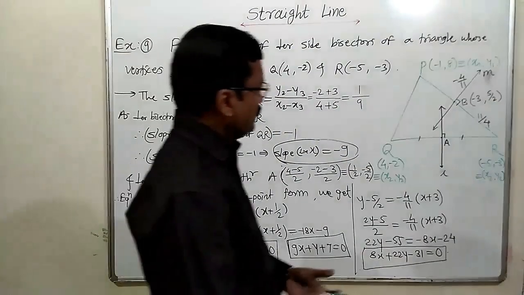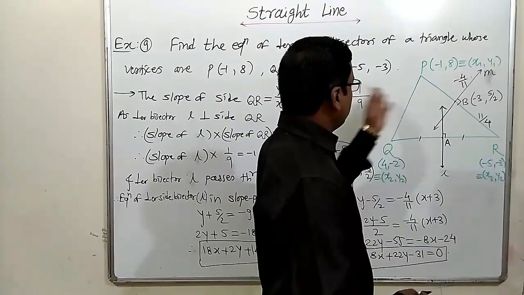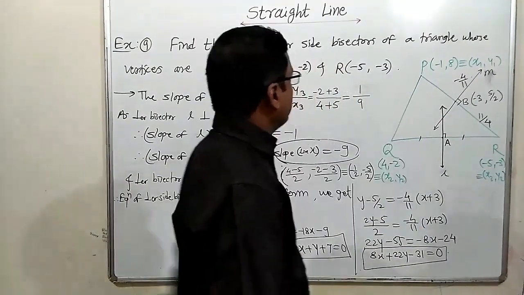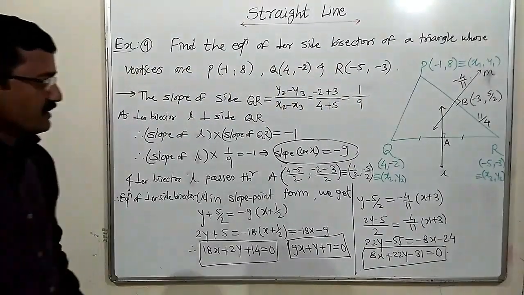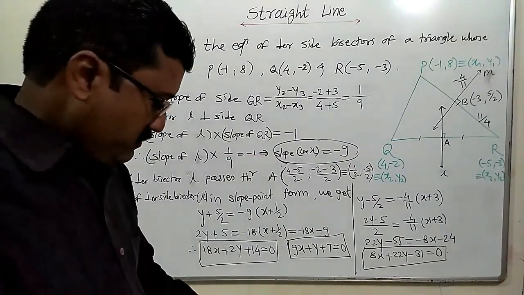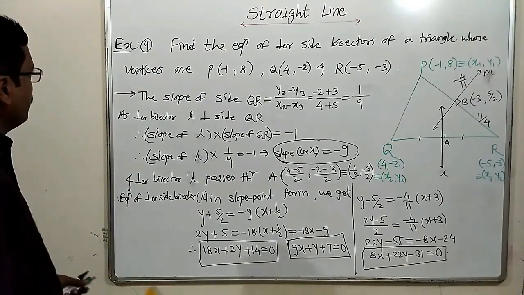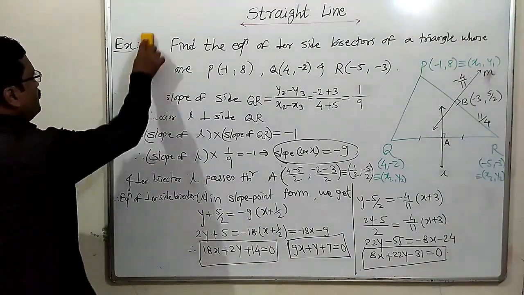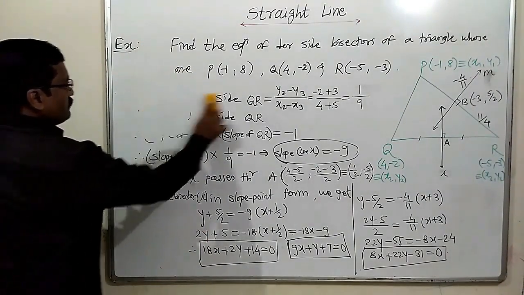Similarly, you can find the equation of the third perpendicular side bisector. I will leave it for you. You can solve it because we will cover a third example, the last example, of a different type. Let us see example number 10.